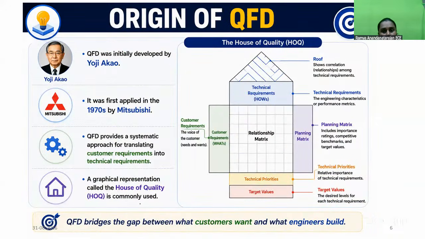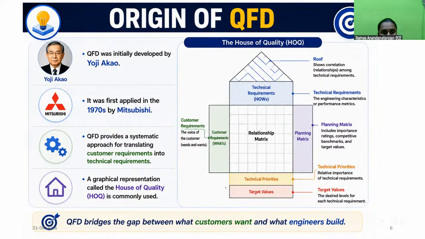How did QFD originate? It was initially developed by Yoji Akao, a Japanese person, and it was first applied in the 1970s by Mitsubishi. QFD provides a systematic approach for translating the customer requirements to technical requirements. This is a rough sketch of how HOQ looks. It has different segments. We'll discuss that in detail today.